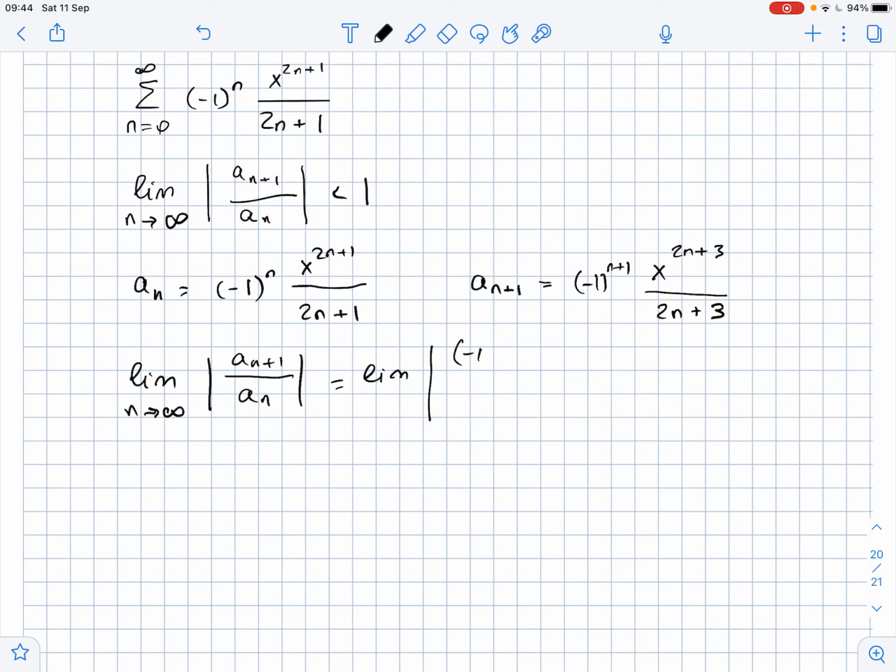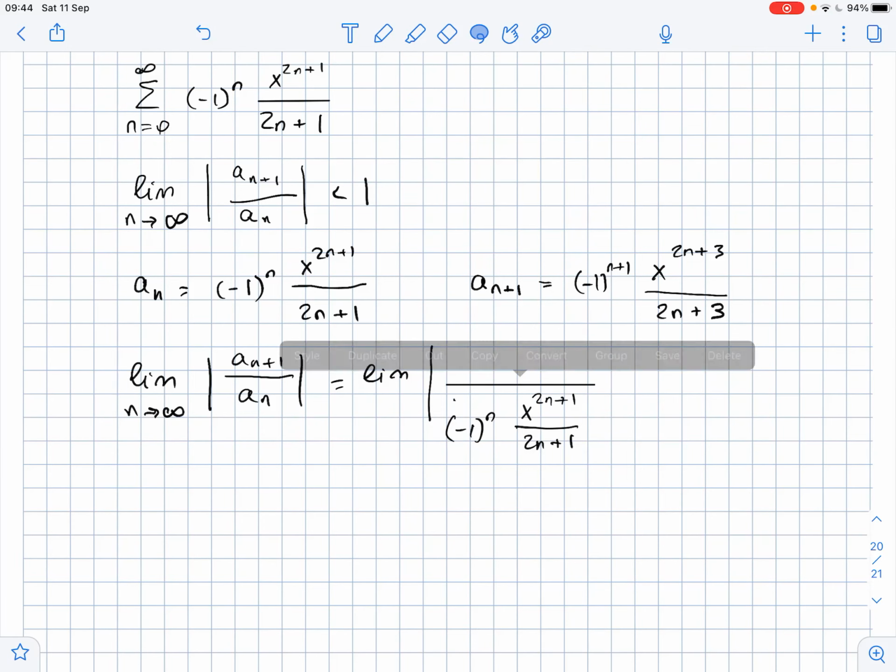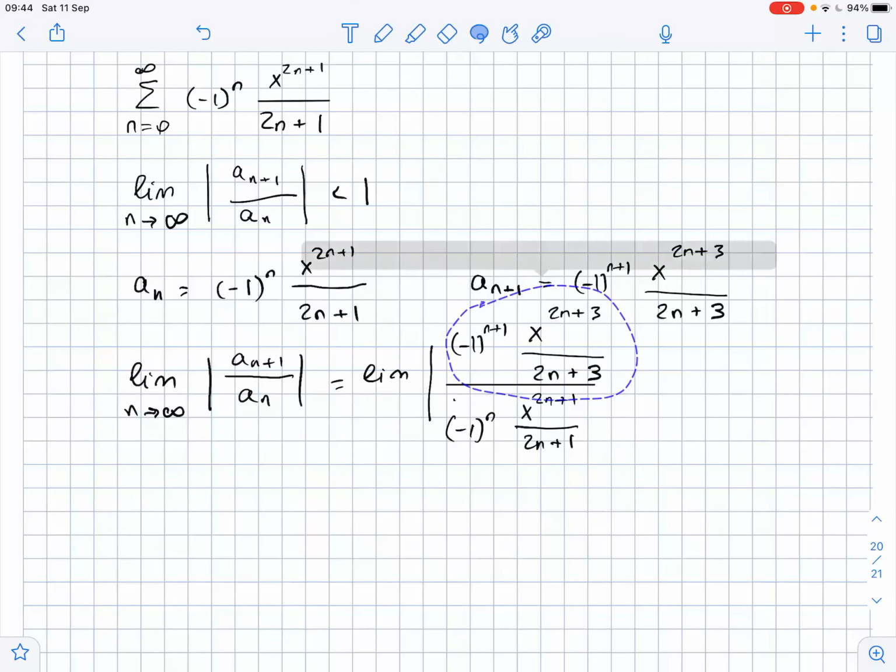So the limit of a_(n+1) over a_n, where n approaches infinity, equals the limit of the absolute value of negative 1 to the power of n times x to the power of 2n plus 1 over 2n plus 1, and this whole thing is divided by, so this is the denominator, and in the numerator we have a_(n+1), so we have this expression.